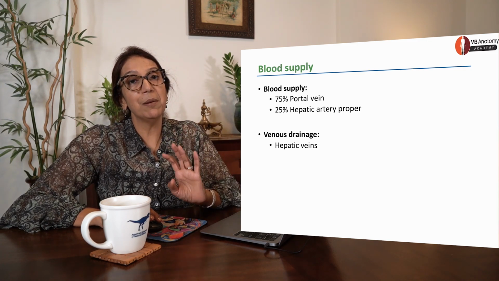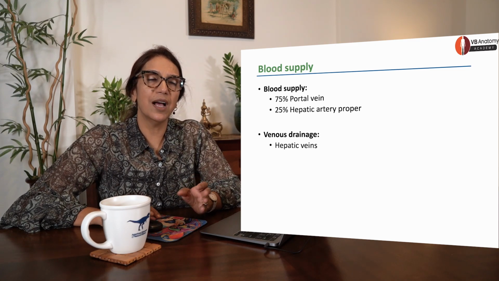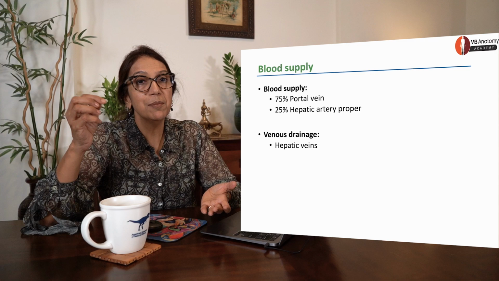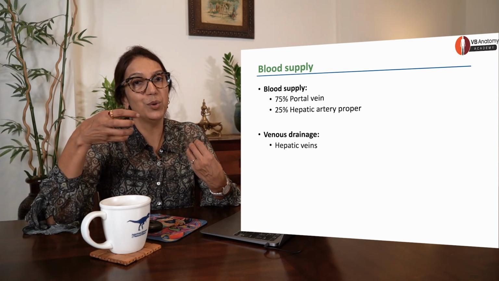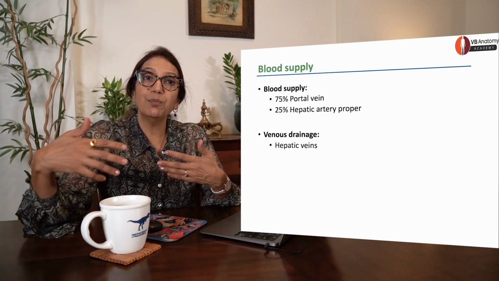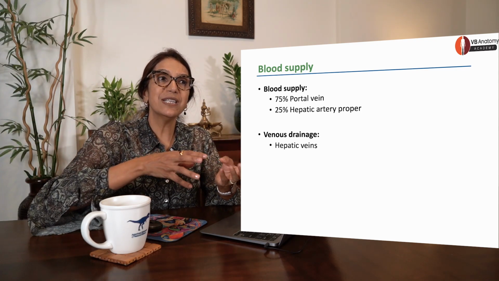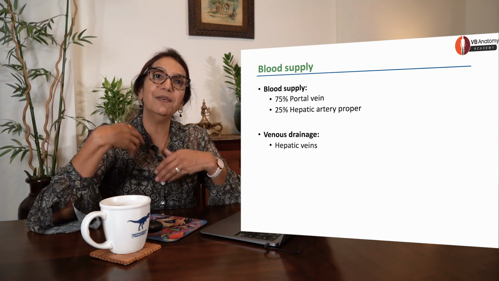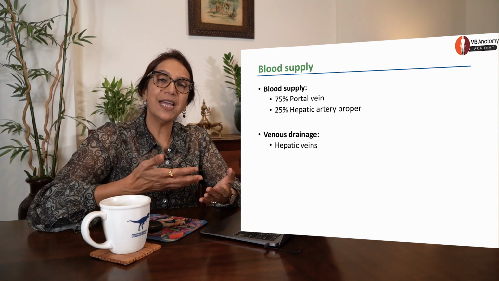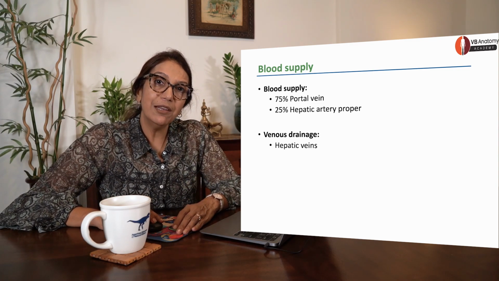Venous drainage is by hepatic veins. For a new student, this can get a little confusing. How can veins supply blood? Remember, portal vein is picking up blood from your intestines. It's picking up all those metabolites which are getting absorbed and carrying it to the liver. So it's actually acting like an artery. It's carrying all that to the liver. Liver will metabolize it. And finally, the blood will leave the liver through hepatic veins to drain into inferior vena cava.